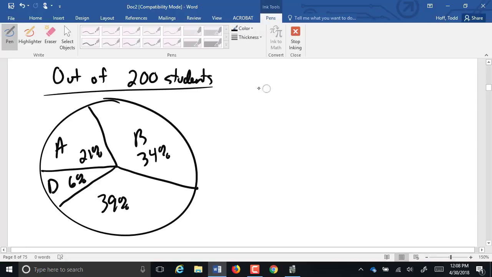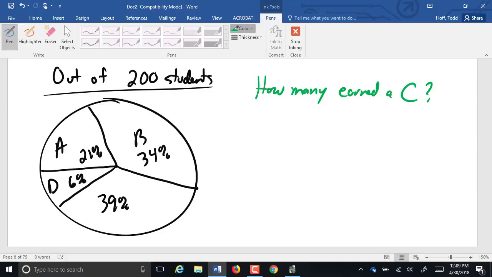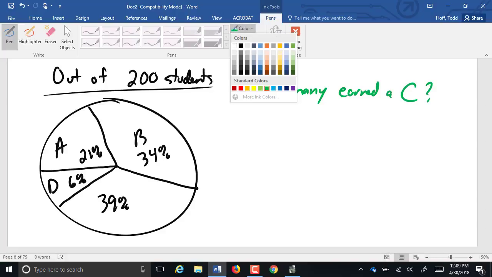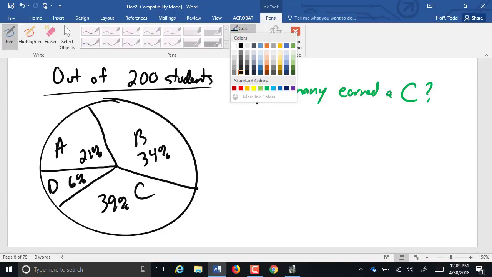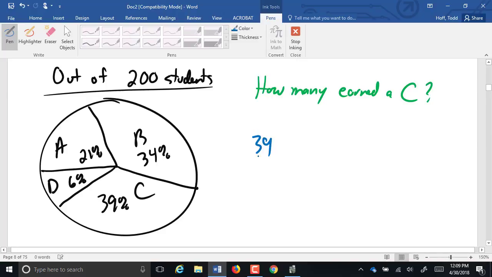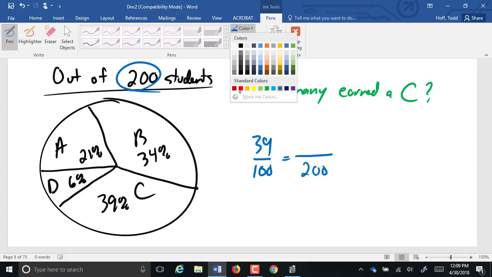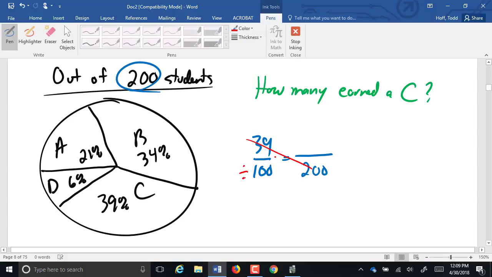We want to know how many earned a C. So now we have to go the other direction. We have the percent. C, I see, didn't show up in there. C was 39%, so that's 39 over 100. How many is that out of the total of 200 students? So we would cross multiply and divide. There were 78 students with C's.